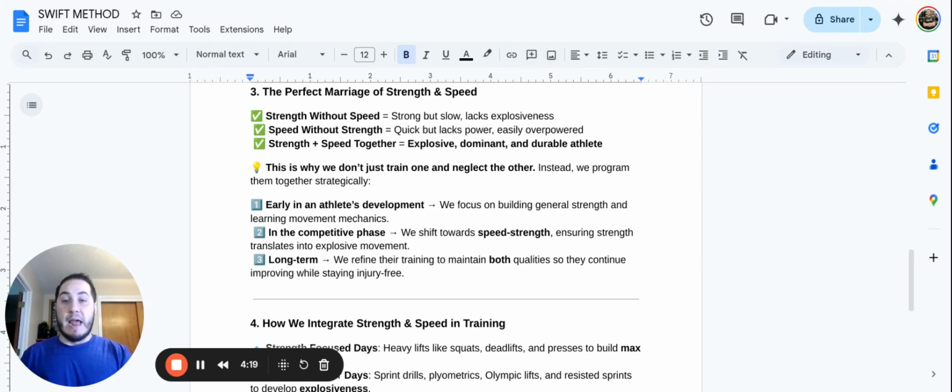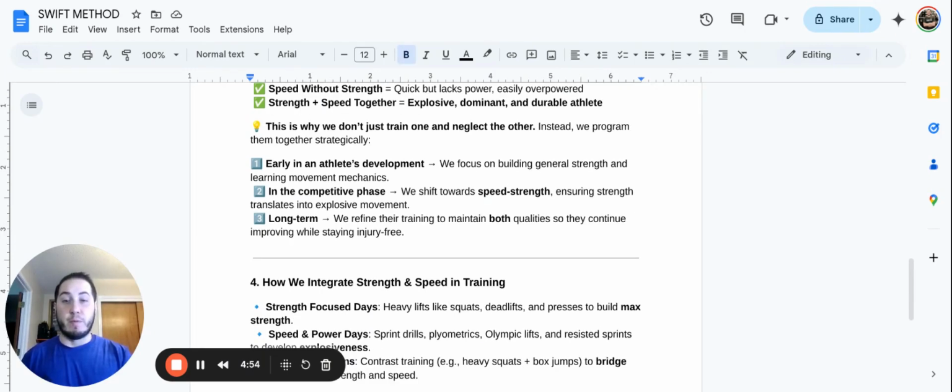Early in athletes' development, we focus on building general strength and learning movement mechanics. Usually, we're going to have a little bit higher work capacity with a few more sets and reps. Even 16-year-olds who have been training with me, if they take time off, I still make them go through this to reaccumulate some of that capacity. In the more competitive phase, as they train, develop, and become more experienced, we shift towards speed strength, ensuring that strength translates into explosive movements.